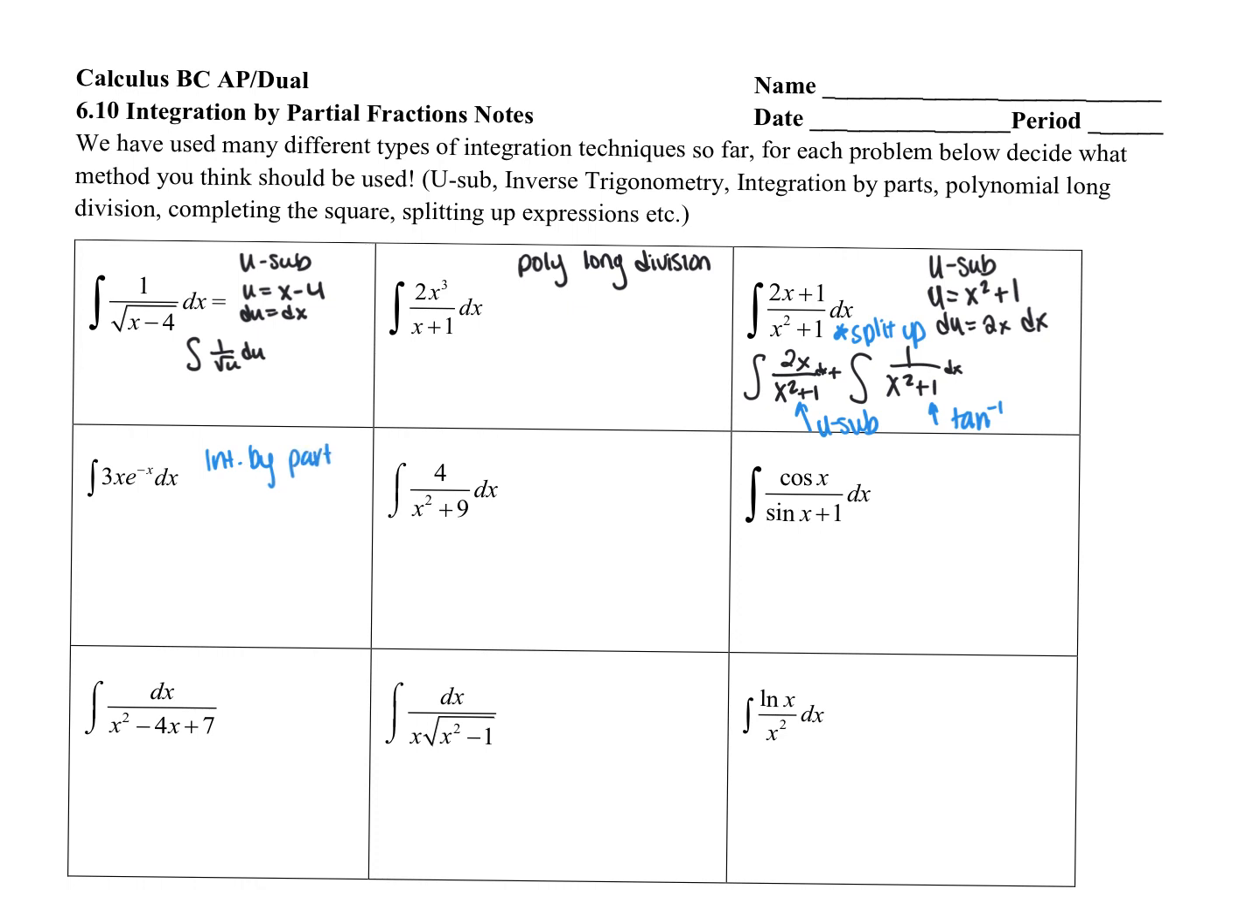If we use integration by parts here, what would we pick for U? 3x. Exponential should always be your last resort for U. So dv would be e to the negative x. And then you would continue using your integration by parts rule.